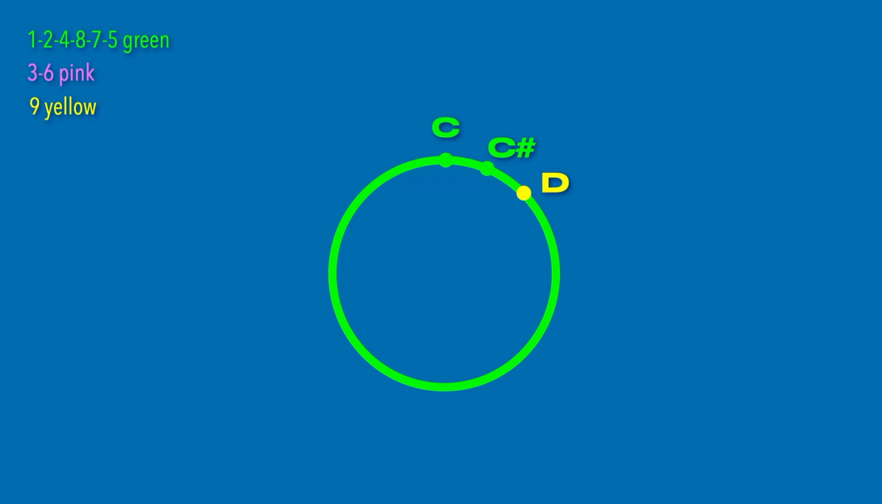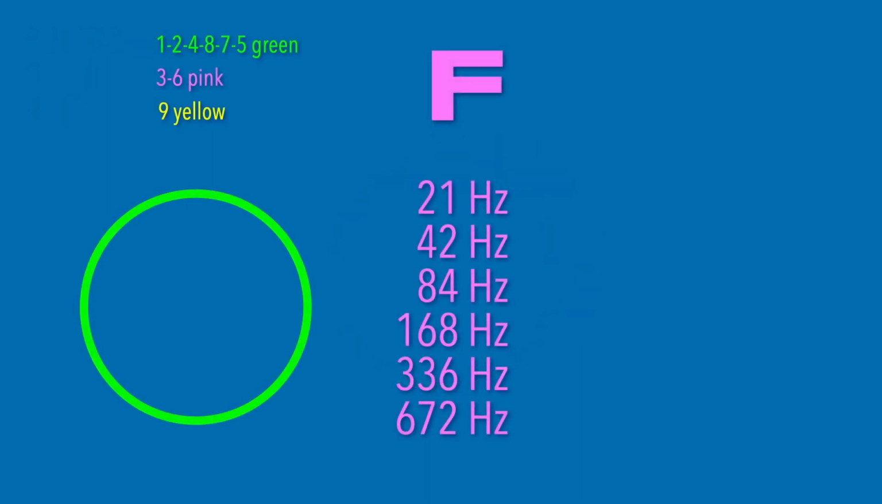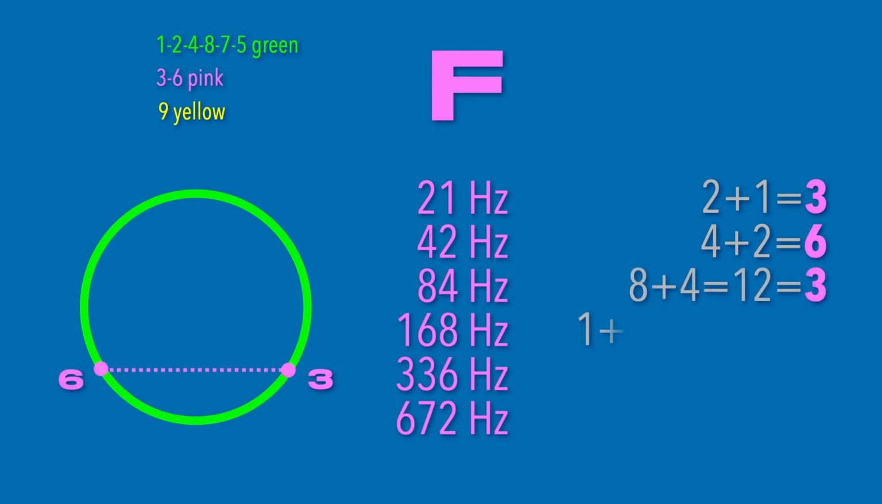If we continue generating around this circle, we eventually hit the note of F. It expresses the power of 3 by reducing each octave to either a 3 or a 6 in locked oscillation. The note of F never reduces to 9.